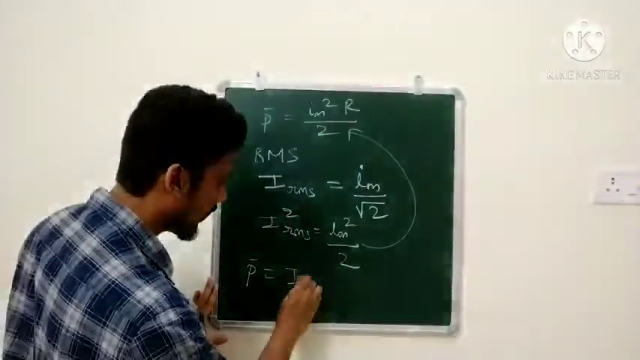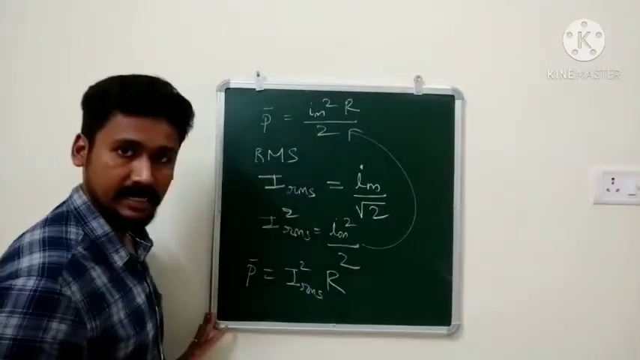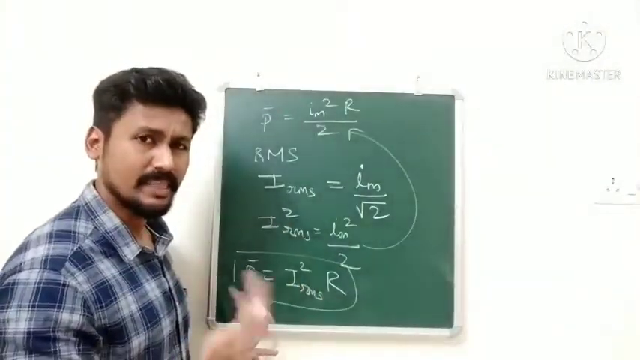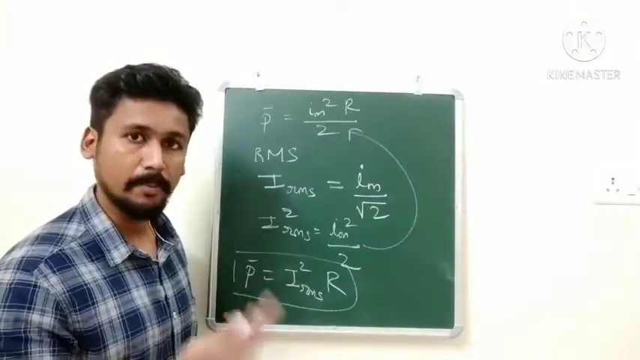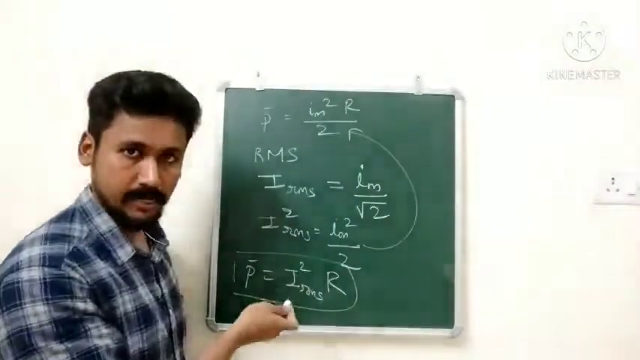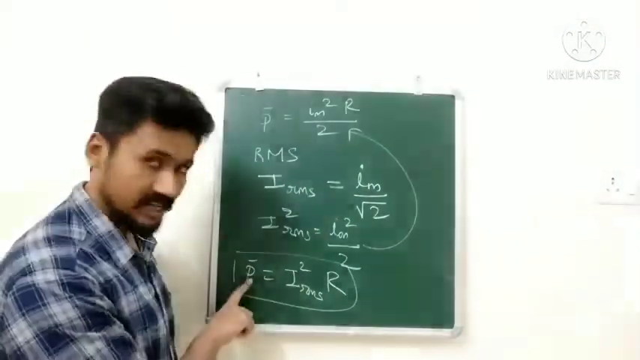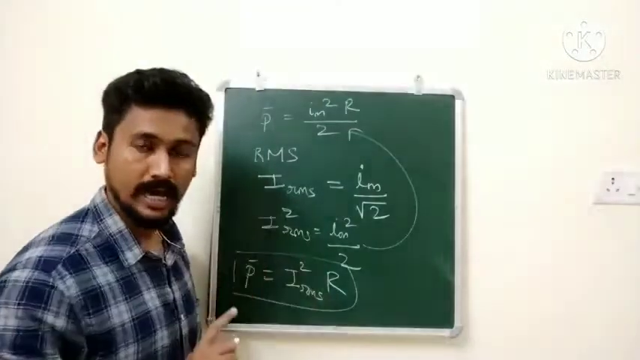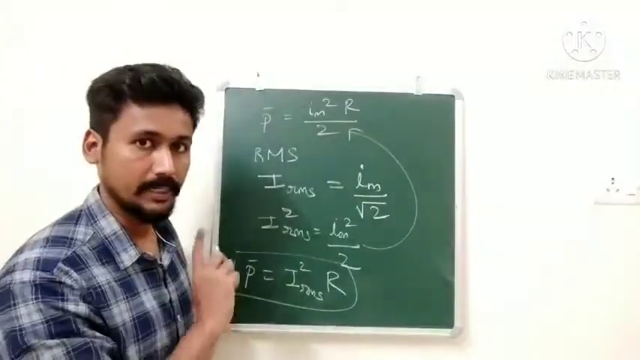It will be I square, that is the root mean square current squared, multiplied by resistance. And why is this expression important? This resembles our actual formula for power in a DC current. In DC current, power is given by I square R. Here in an AC current, the average power will be given by root mean square current square into R. Okay, so remember this expression properly.